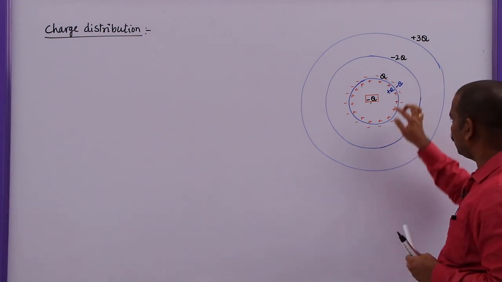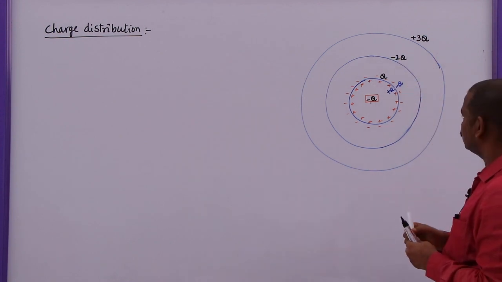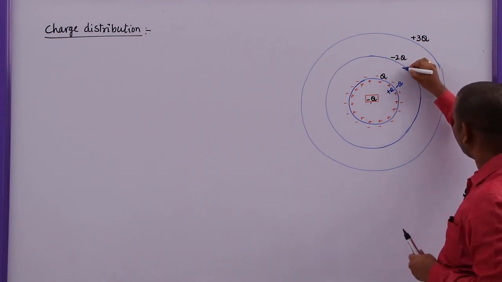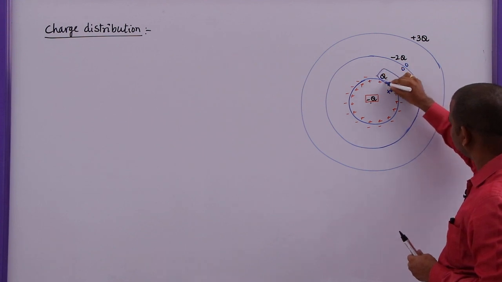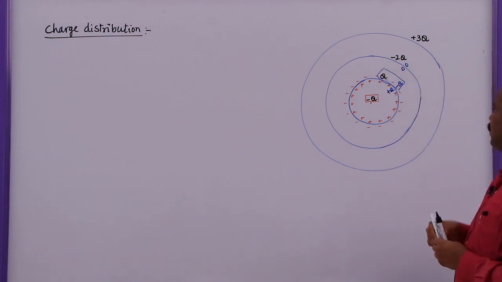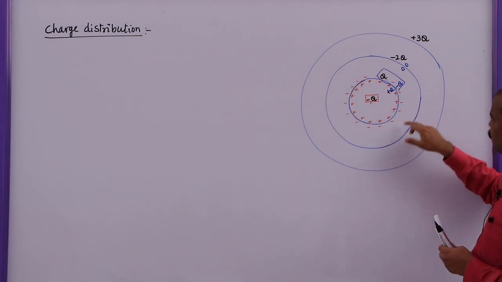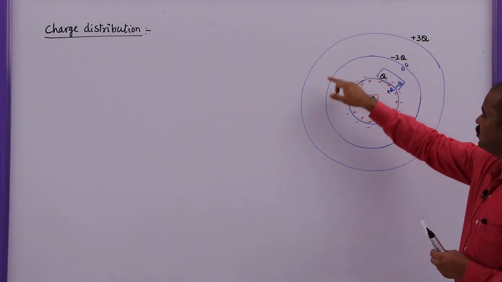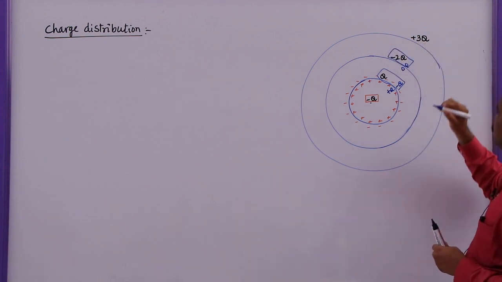Now, what is the total charge on this surface now? This is plus q, this is minus q. So together it will become 0. So what is the charge induced here? 0. What is the charge induced here? 0, because the sum of these two will be 0. Now, what is the charge on the inner surface of the second shell? 0. Outer surface of the second shell, minus 2q only, because minus 2q plus 0 will be minus 2q.